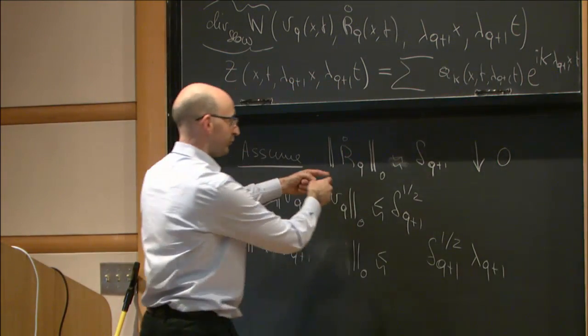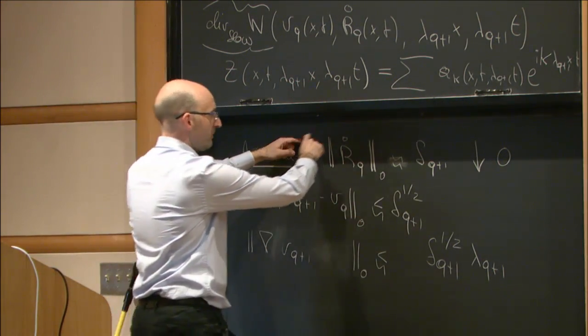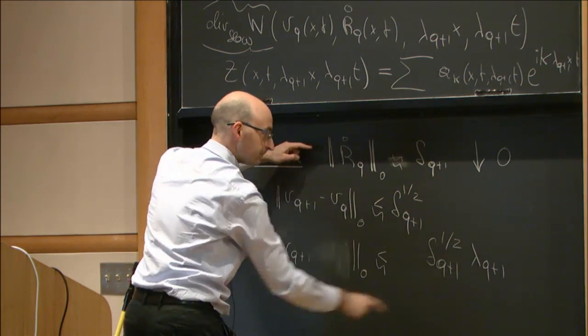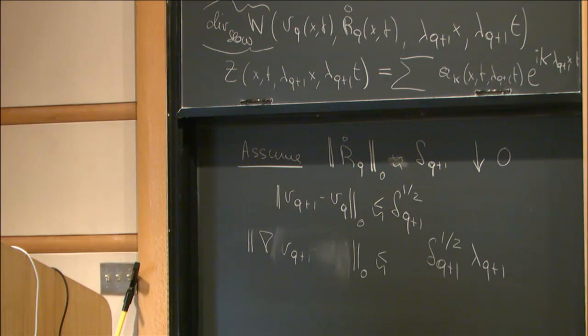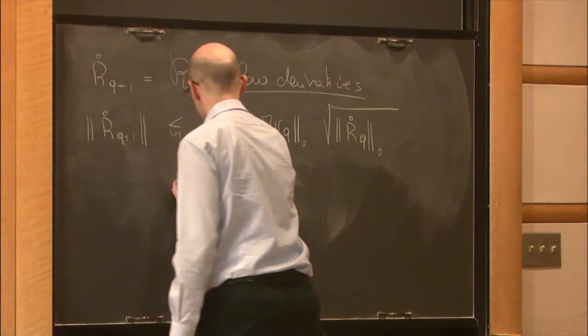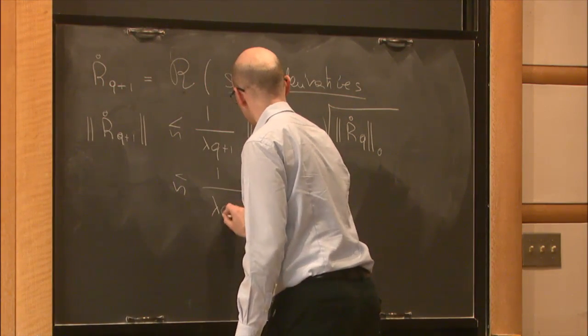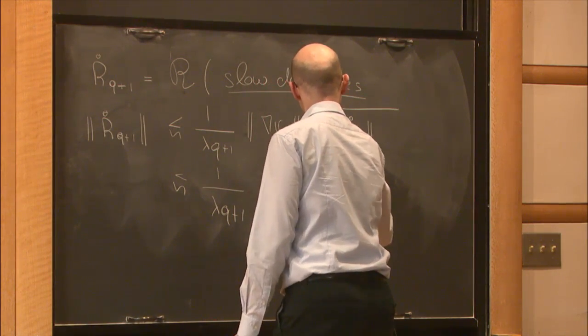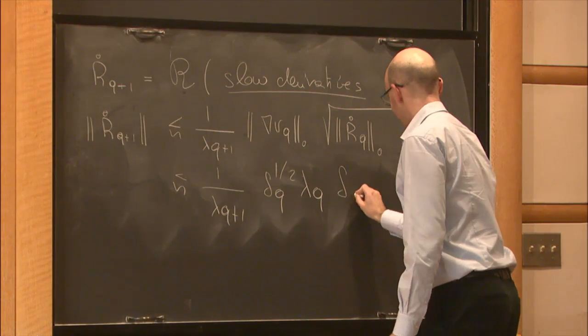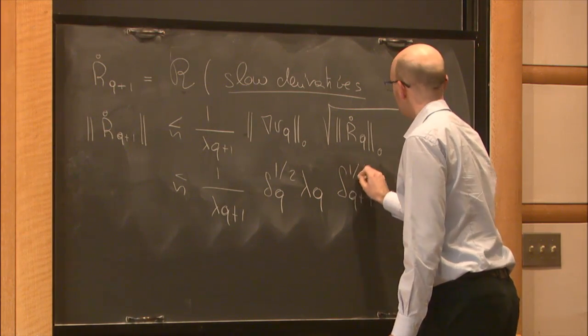Okay, so now you see what I want to do. I assume I have these bounds. Now, to close the argument, I have this bound on R circle Q plus 1. So the bound is less or equal than 1 over lambda Q plus 1, delta Q to the 1/2, lambda Q, delta Q plus 1 to the 1/2.